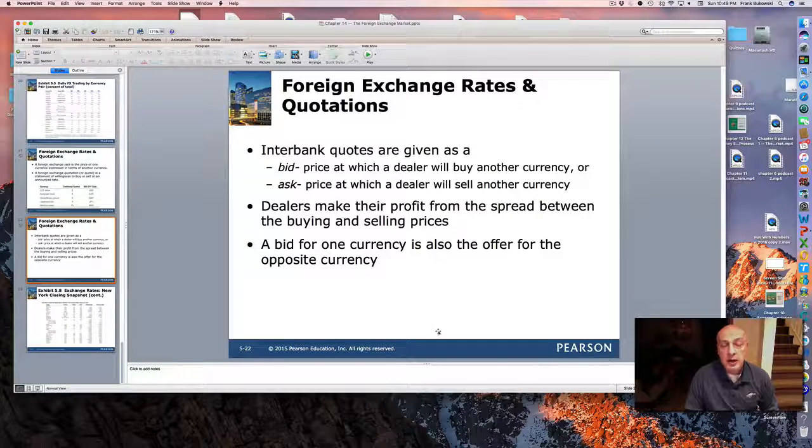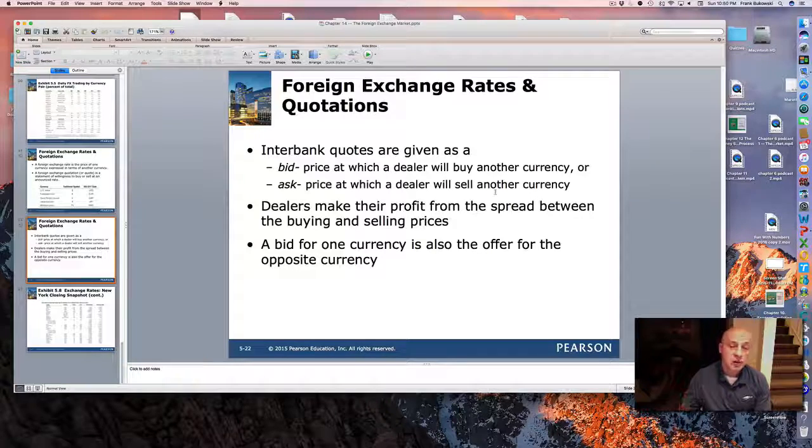An interbank quote would be a bid or an ask price. So the bid price is the price at which a dealer is willing to buy another currency at. B is for the bid is for buy. The ask is the price at which a dealer will sell another currency. So I like to think of it as the S in the ask pertains to selling another currency.